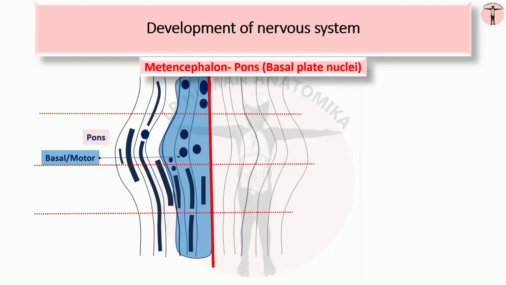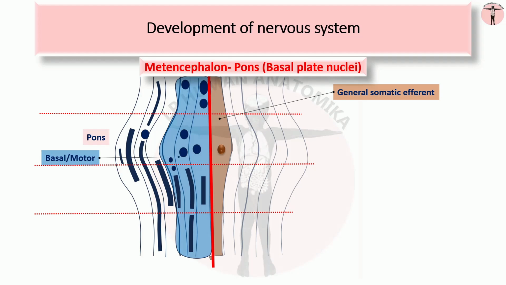Now let us identify the nuclei in each column which give rise to specific cranial nerves from the medial to lateral side of the pons. All the nuclei are present on the ventral part of the pons. We will start identifying the nuclei from the midline with the basal or motor plate. The general somatic efferent column is represented by the neurons of the sixth cranial nerve and is called the abducent nucleus.